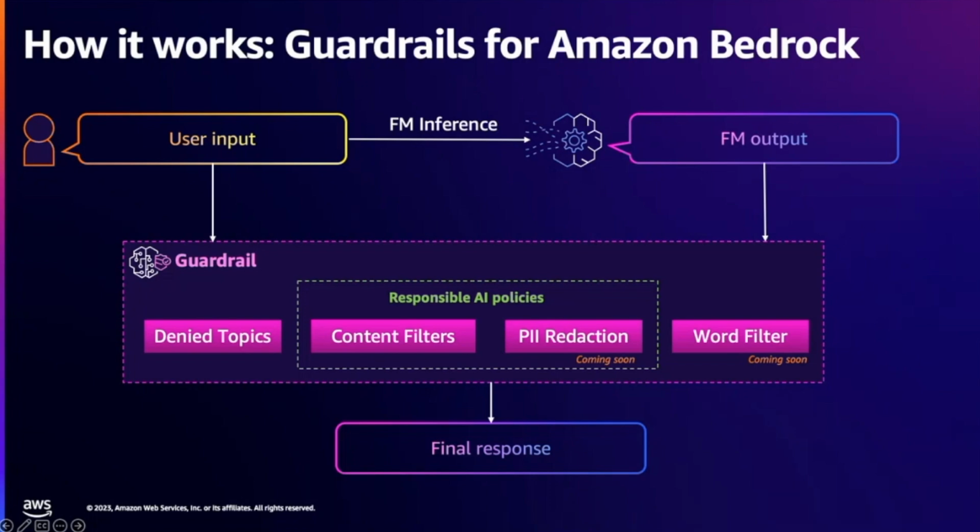One additional capability for the responsible AI policies is that you can have content filters. Basically, you can define whether your input and output, your prompt and your response, includes content that has sexual content or profanity or harmful content. And if that is the case, you can set up an answer for that particular case. And we also have word filter coming soon.